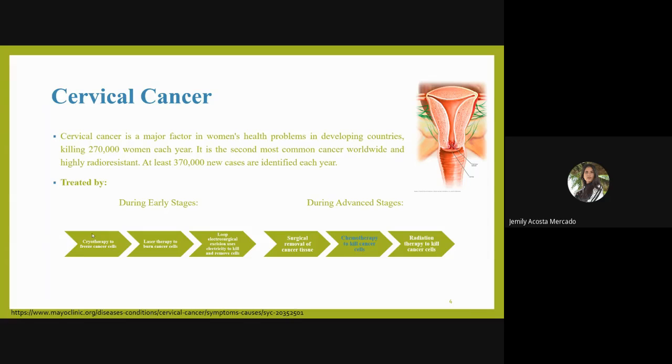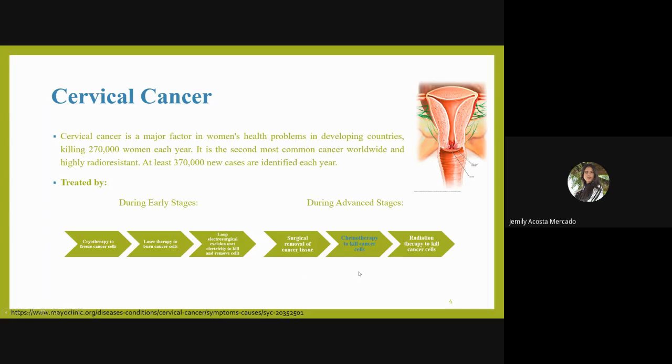Here, there are different types of treatment depending on the stage of cancer. Here in the diagram, you can see them. And for advanced stage, chemotherapy is used. So we were going to focus on that.